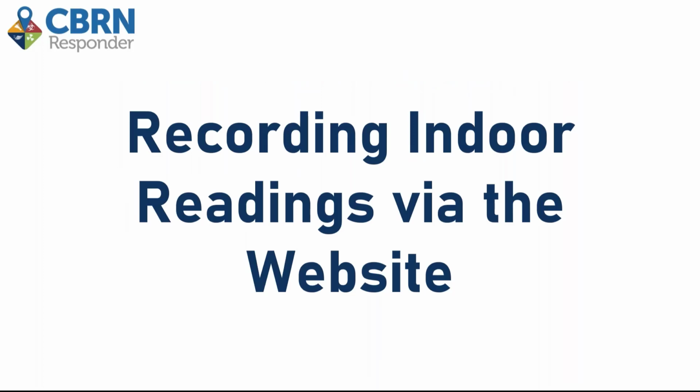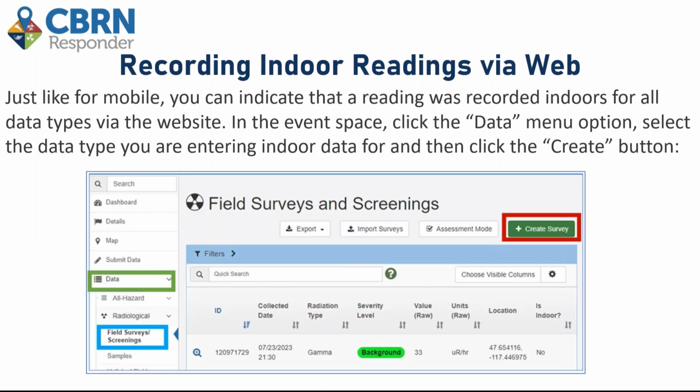That was the mobile application. Now we'll show you how to do so via the website. Just like for mobile, you can indicate that a reading was recorded indoors for all data types. What you'll do is you'll just open up the data type that you want to associate as being indoors and select that Create option on that respective data type page.